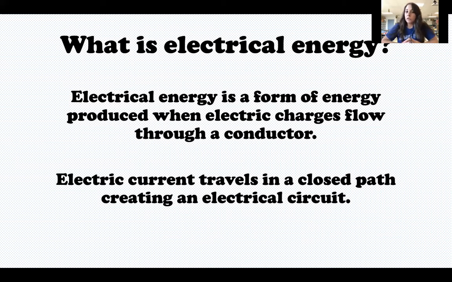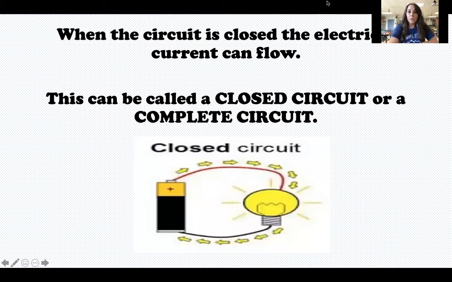The electric current travels in a closed path, and that's what we call an electrical circuit. So when the circuit is closed, the electrical current can flow. You might sometimes hear this called a closed circuit. Other times you'll hear it called a complete circuit. Those things mean the same thing.